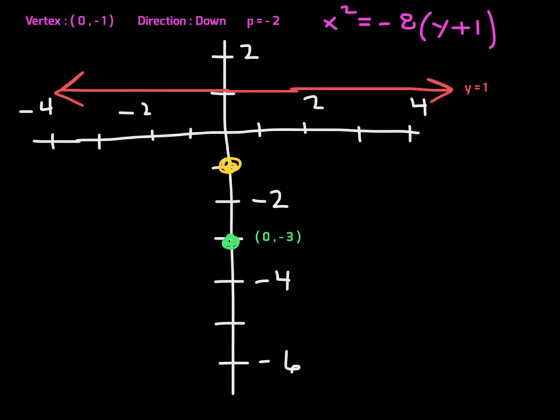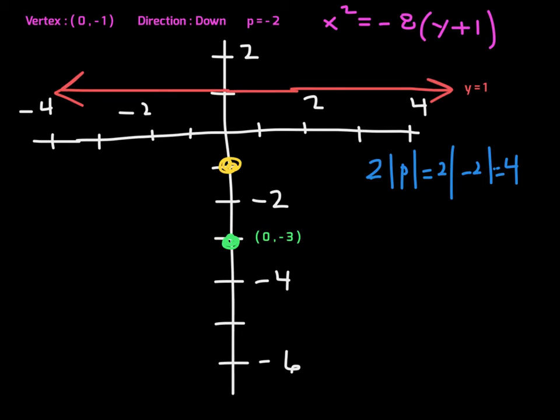So let's see if I can squeeze this work up here. 2 times the absolute value of p, so it'll be 2 times the absolute value of -2, which just turns out to be 4, positive 4. So what I'm going to do is move 4 units from my focus to the left and to the right of my focus, and that will give me the endpoints of the lattice rectum, which are points on the curve, the parabolic curve.